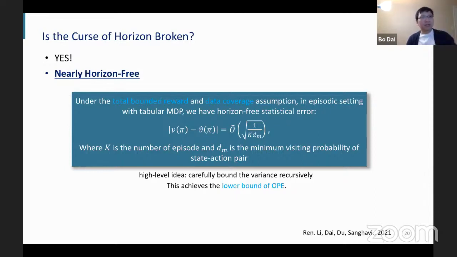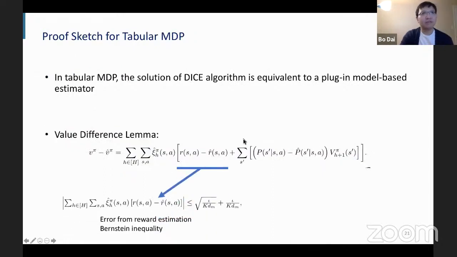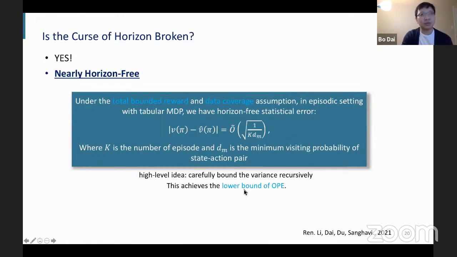Next, we will have several slides trying to introduce how we prove this. I mean, a proof sketch, but the high-level idea is to carefully bound the variance, and also utilize the recursion structure in the value function when you bound this policy value. What I want to emphasize is that this algorithm also achieves the lower bound of policy evaluation. This is quite a new result in our paper on arXiv. There we proved both the theory in detail and also the lower bound. In this talk, I will not talk about how to prove the lower bound, but only this upper bound proof. Let's start.